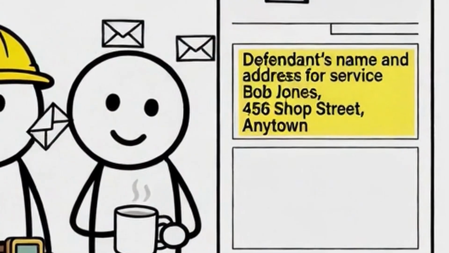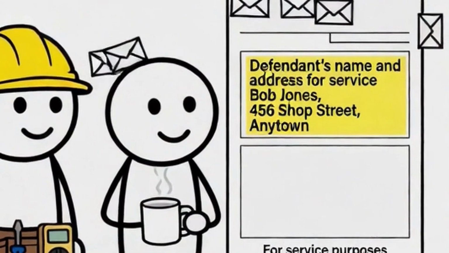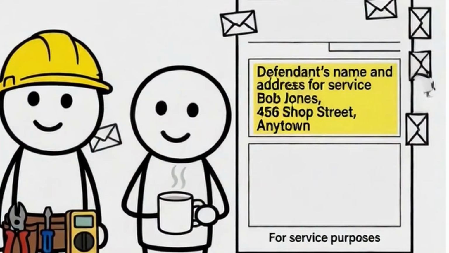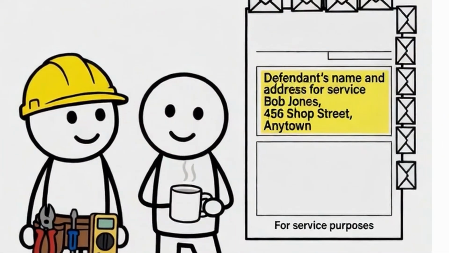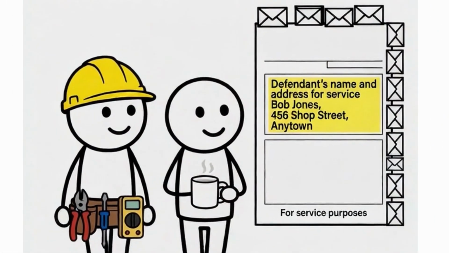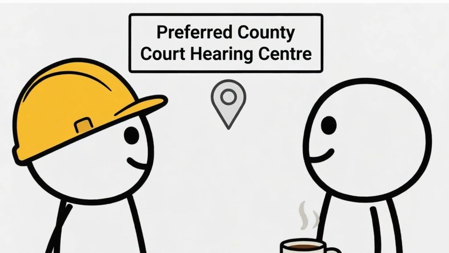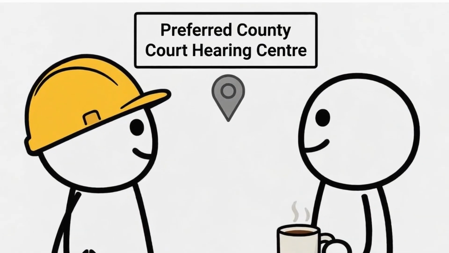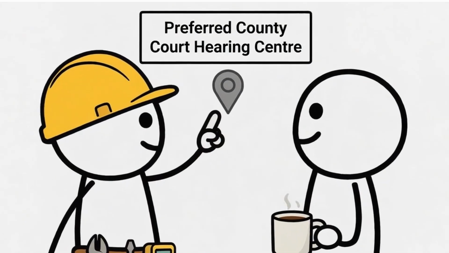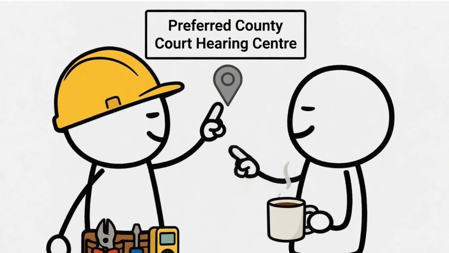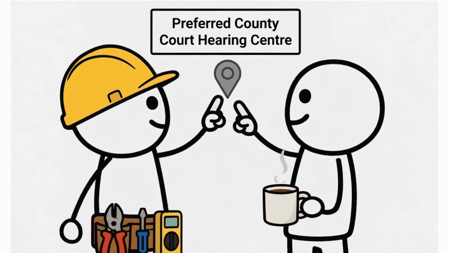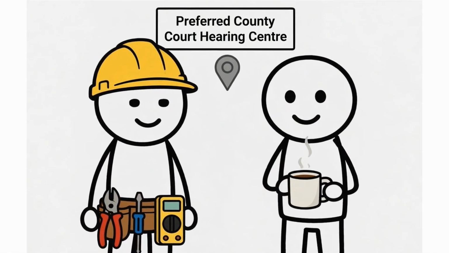There is often a repeated defendant's name and address box lower down for service purposes. This box relates to the address where court documents are to be sent to the defendant. Service rules can be technical, so the correct address may depend on the circumstances. Further down, a box for the preferred county court hearing centre appears. This section asks for a preferred hearing centre, although allocation and hearing venue are ultimately dealt with by the court.